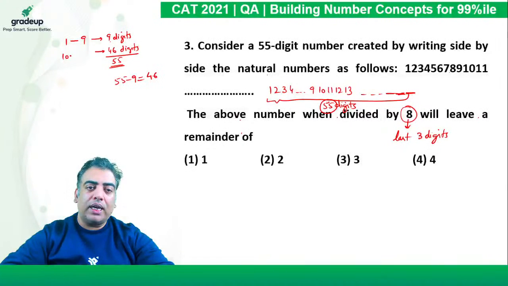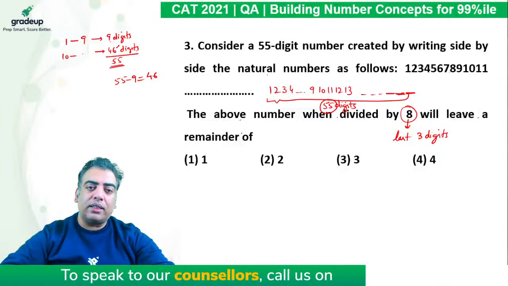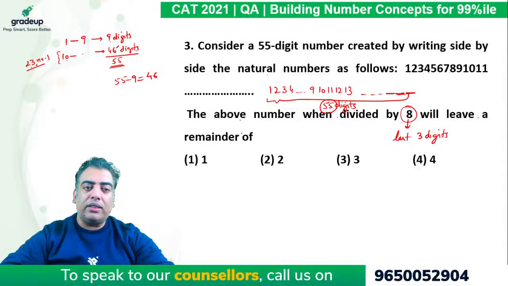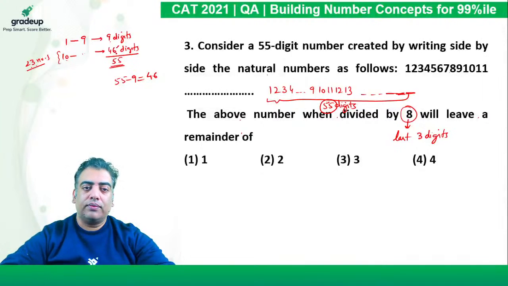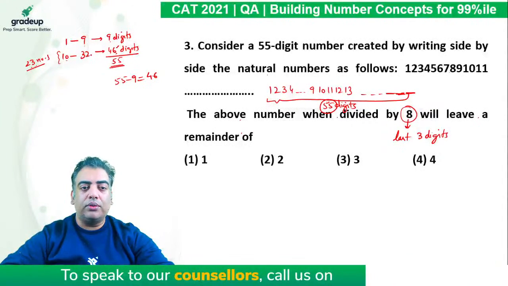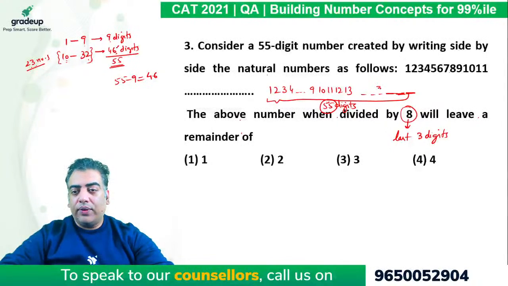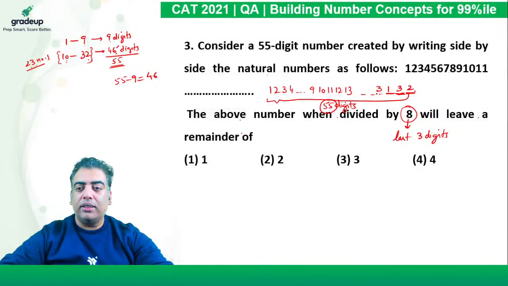And now the numbers are two-digit numbers, 10 onward. So how many numbers we should write such that 46 digits are written? Each number contain two digits. Can I say 23 numbers will give me 23 into 2, 46 digits? So the last number that must have been written will be 23 plus 9, which comes out to be 32. So from 10 to 32, 23 numbers are written. So can I say it will be something like this in the end, 31, 32 types?